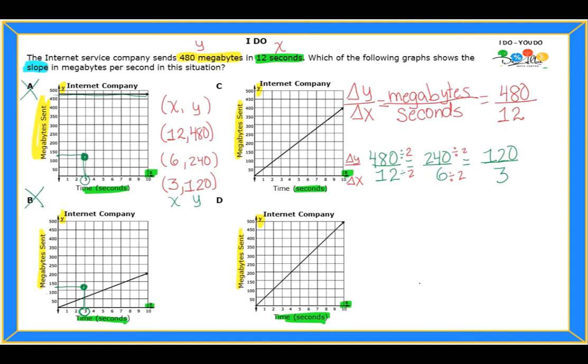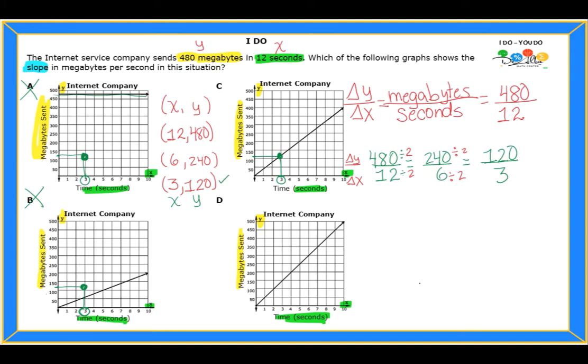So let's go to C. I'm going to do the same thing. I'm still choosing the first point, 3 and 120. So this is my 3, and 120 is somewhere between 100 and 150. Is that right? So I'm going to go across on 3, and that looks pretty much close to the line. Is that correct? So this point kind of checks for C.